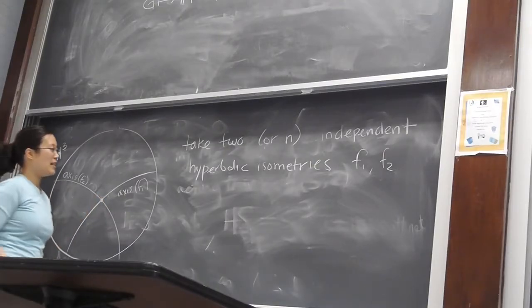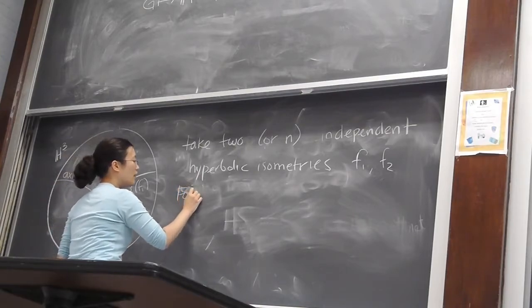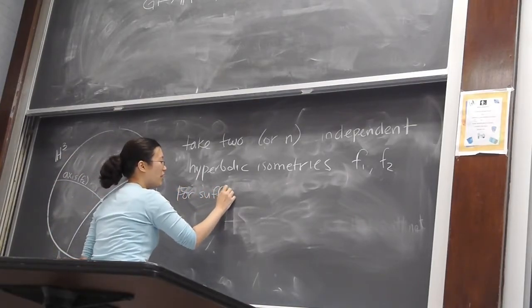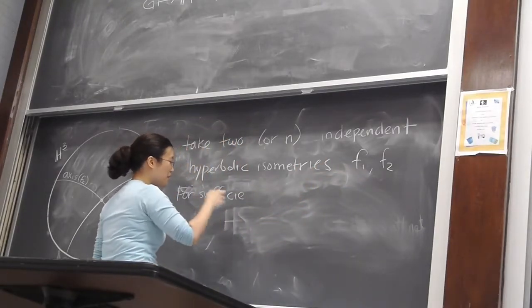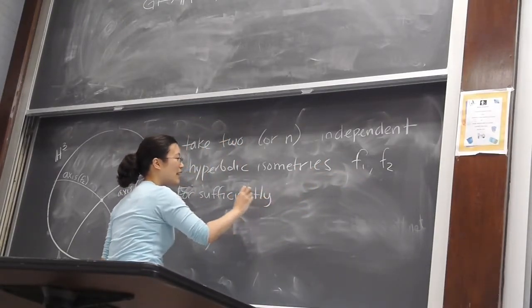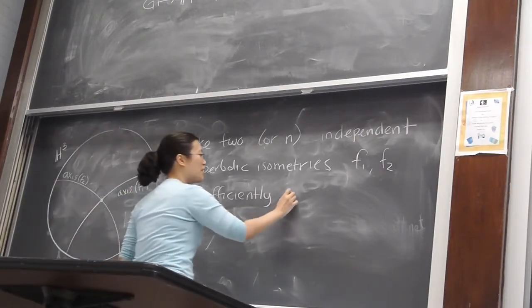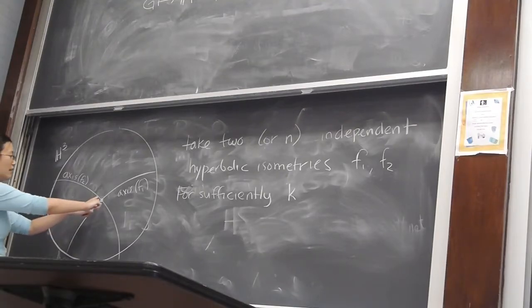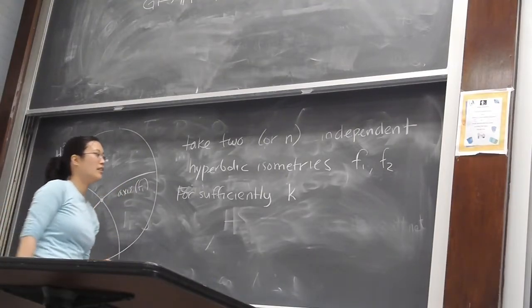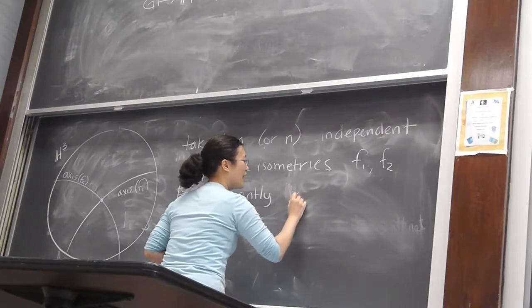And what's true is, maybe this nice construction isn't going to work with my arbitrarily chosen hyperbolic isometries, but if I crank them up a bit, I choose a big power so that the amount that they translate along their axis is sufficiently huge, sufficiently large.